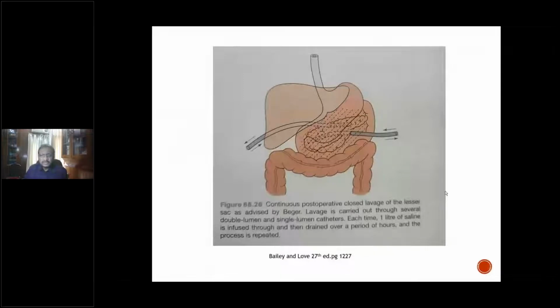This is what is known as the continuous lavage. See, this was a part which has undergone necrosectomy. You put in two tubes. Through one, you push in fluid. Through the other, you drain it. So this is continuous post-operative closed lavage. Why closed? Because I have closed the abdomen. So this is the closed lavage, which is now one of the methods of doing it by the open way, right?